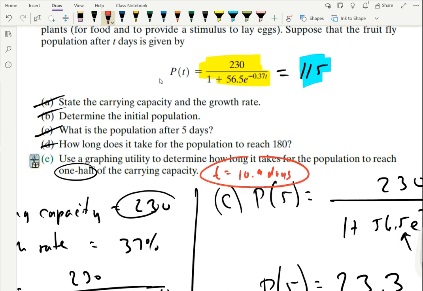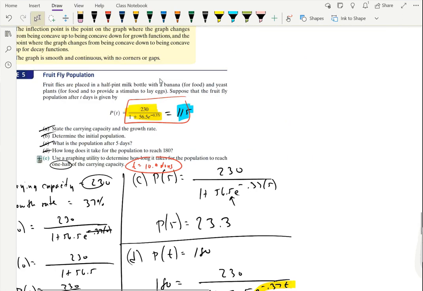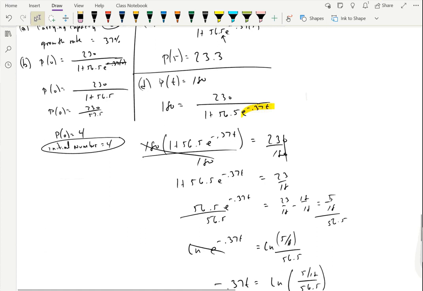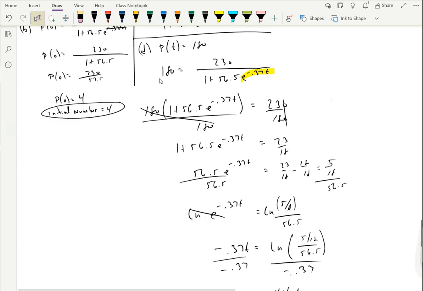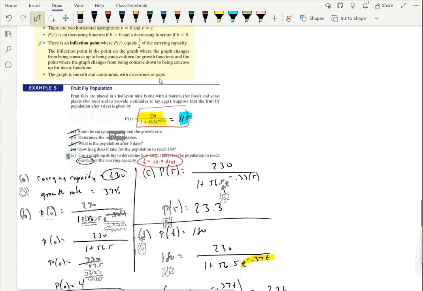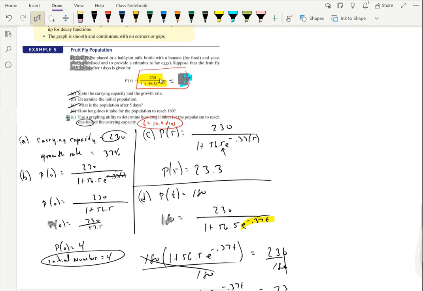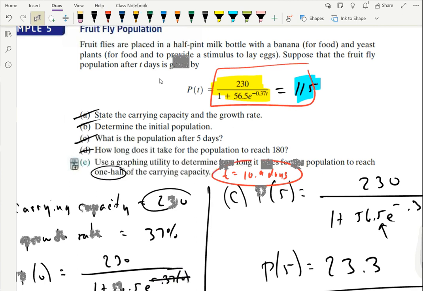Now, the other way we could have done that, instead of doing this in the calculator, could we have gone ahead and solved this? I mean, that's what we did over here on letter D. We just typed 180 in here and solved this, and we ended up with 14.4. We could have done the same thing here, but I just wanted to demonstrate that we can use the calculator, and as we use the calculator, we get some other values.